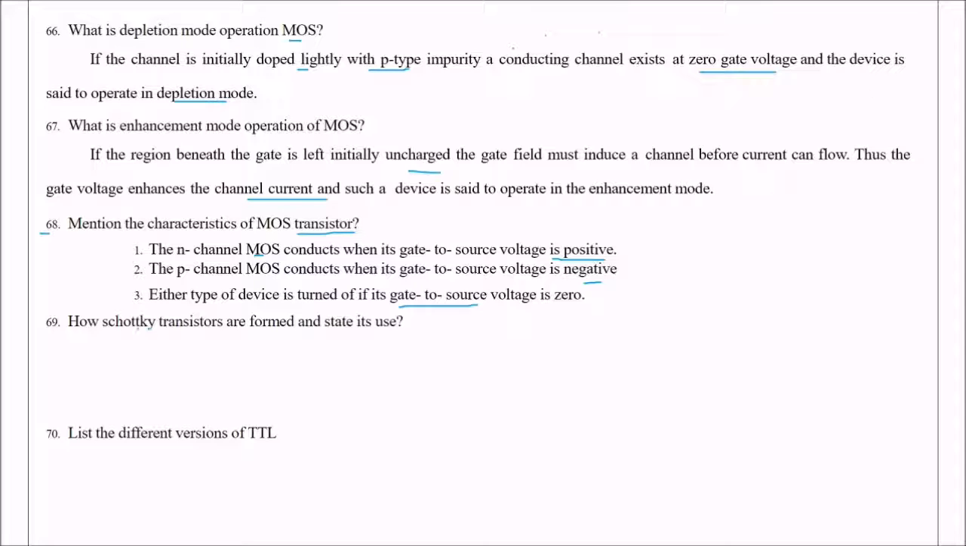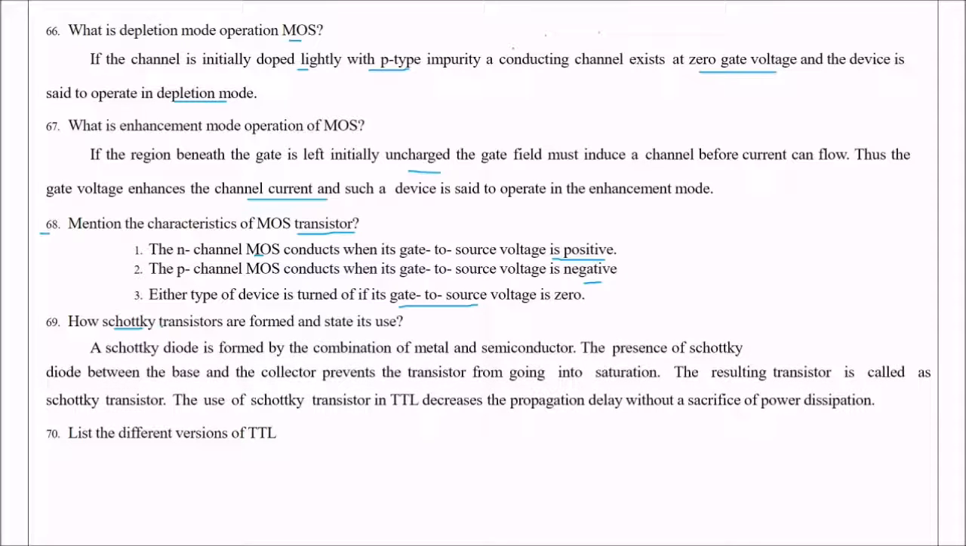Next is, how are Schottky transistors formed and state their use. The Schottky diode is formed by the combination of a metal and a semiconductor. The presence of this Schottky diode between the base and the collector prevents the transistor from going into saturation. The resulting transistor is called a Schottky transistor, and its use in TTL decreases the propagation delay without any sacrifice of power dissipation.